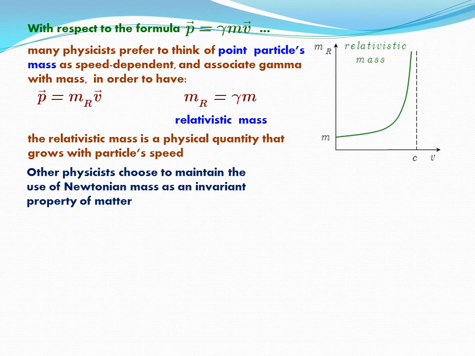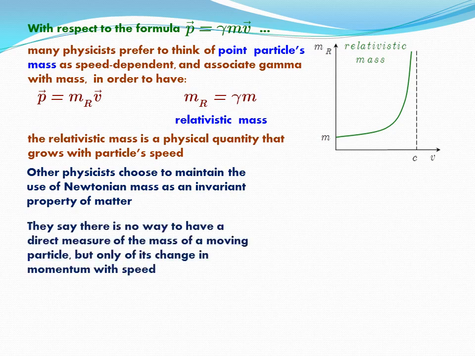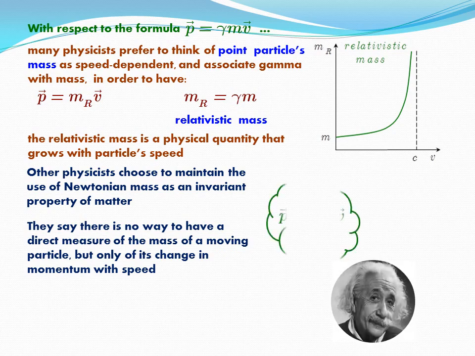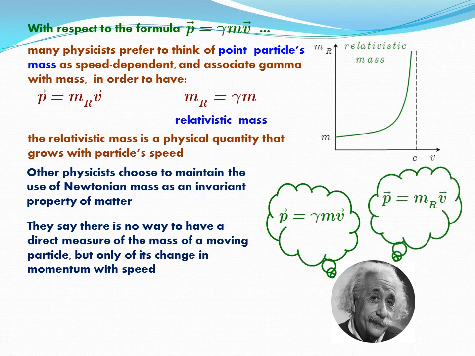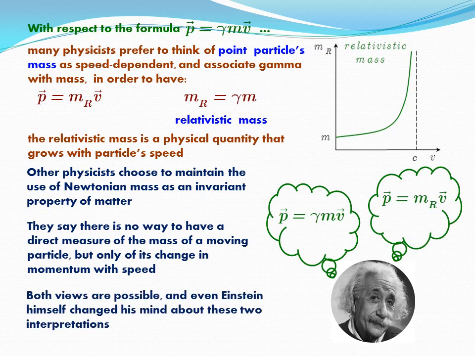On the other hand, many other physicists choose to maintain the use of Newtonian mass as an invariant property of matter, and this is because they say that there is no way to have a direct measure of the mass of a moving particle, but all that we can measure is the change of a particle's momentum with speed. Now, both these views are possible, and even Einstein himself changed his mind about these two interpretations during his lifetime.